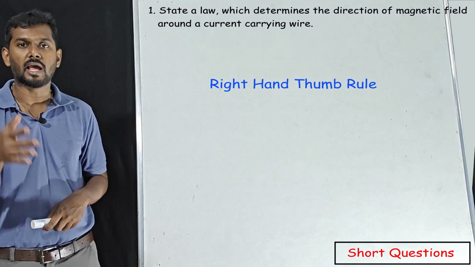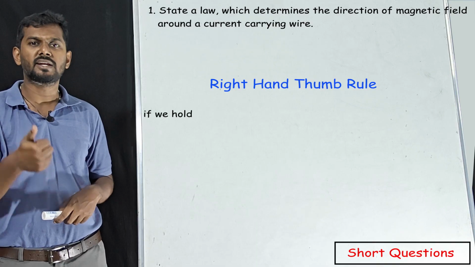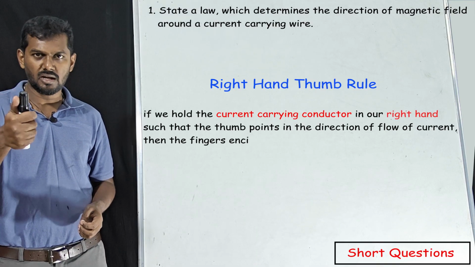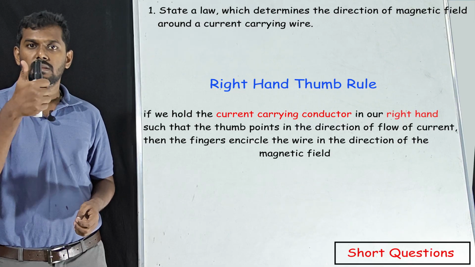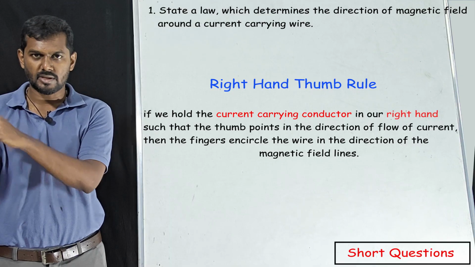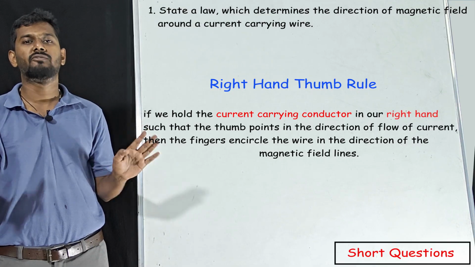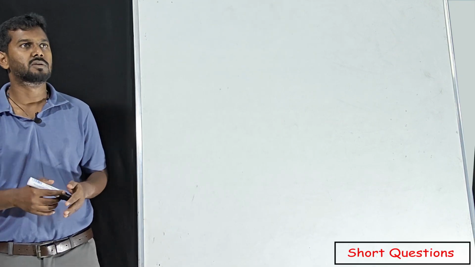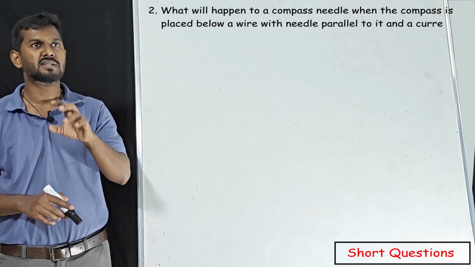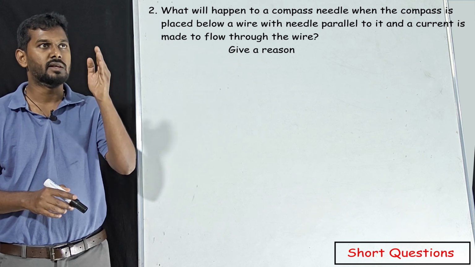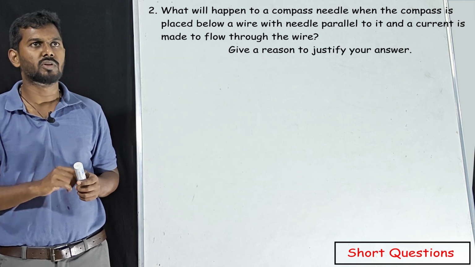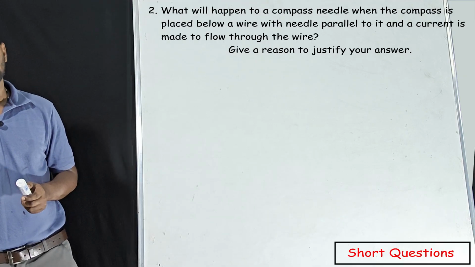Now we have to state it. Whenever a current carrying conductor is held in the right hand, the thumb represents the direction of current and the fingers represent the direction of magnetic field lines. That's it. Our next question: what will happen to a compass needle when the compass is placed below a wire with the needle parallel to it and a current is made to flow through the wire? Give reason to justify your answer.